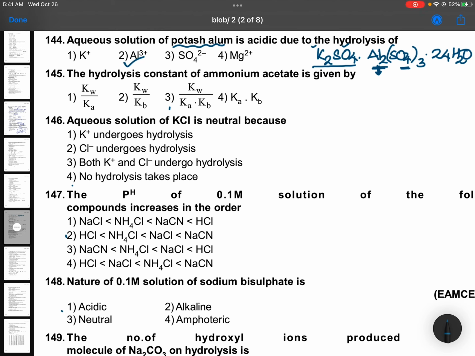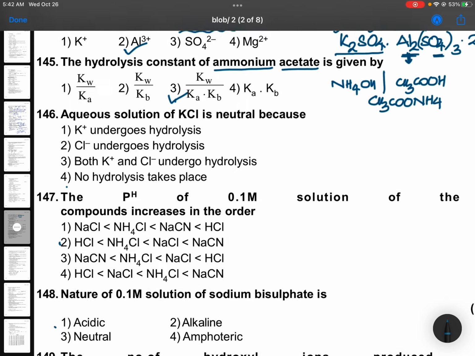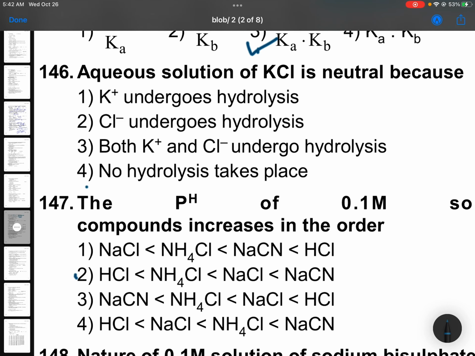The hydrolysis constant of ammonium acetate. Ammonium acetate is a salt of weak base ammonium hydroxide, weak acid acetic acid. So when both are weak, Kh is equal to Kw by Ka into Kb. Aqueous solution of KCl is neutral because it is made up of strong acid and strong base. So it is wrong option, this is wrong option, it is wrong option, no hydrolysis.